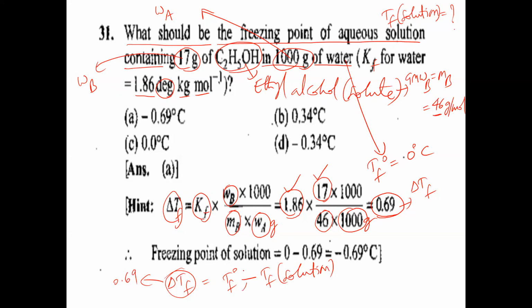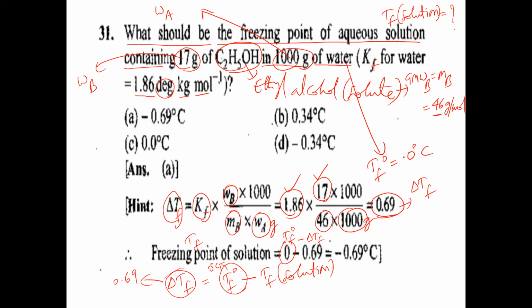Now TF naught value, how much? 0 degrees Celsius. We must know this one. And TF of solution we are asked to calculate. So the freezing point of solution is equal to TF naught minus delta TF. TF naught minus delta TF will give TF of solution.